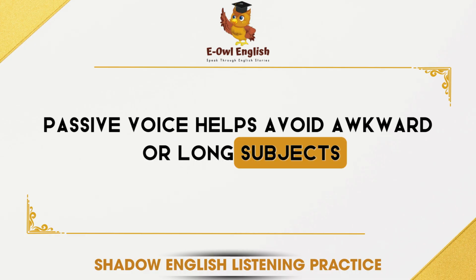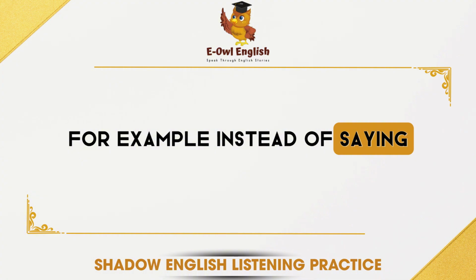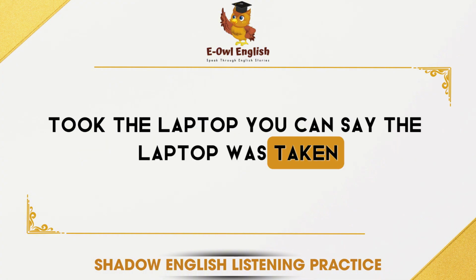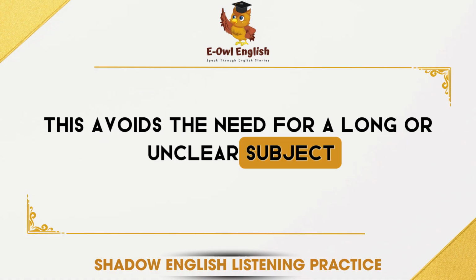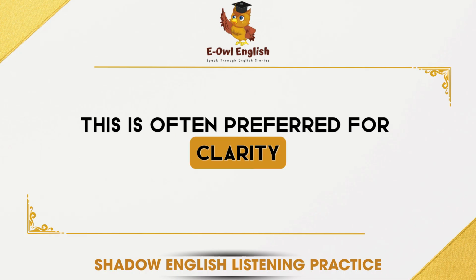Sometimes, passive voice helps avoid awkward or long subjects. For example, instead of saying someone in the group who was not identified took the laptop, you can say the laptop was taken. This avoids the need for a long or unclear subject. It helps you be more concise. In formal writing, this is often preferred for clarity.